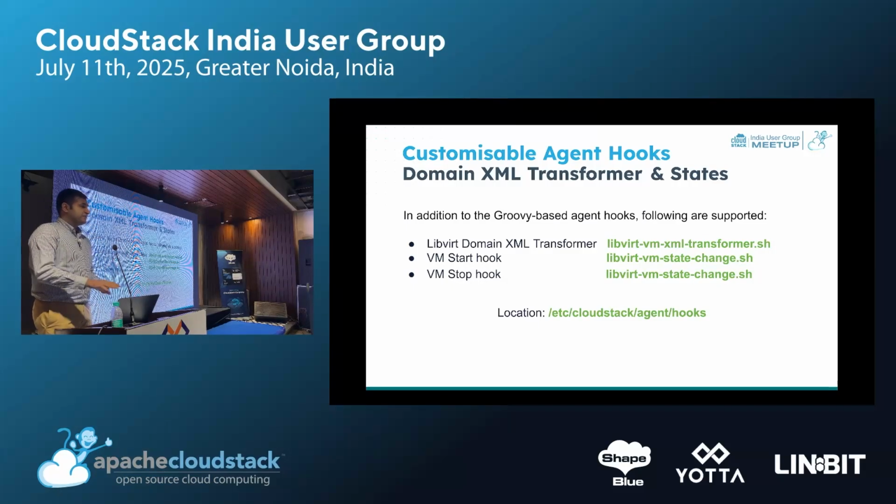Similarly, now this is not specific to the GPU feature, but it also helps, right? We have added another hook that allows anybody to rewrite the domain XML. So in KVM, the virtual machine is called the domain, which is specified by XML, right? And you can have some scripts apart from the Groovy-based agent hooks that already exist, where you can easily write a shell script that can rewrite that XML.